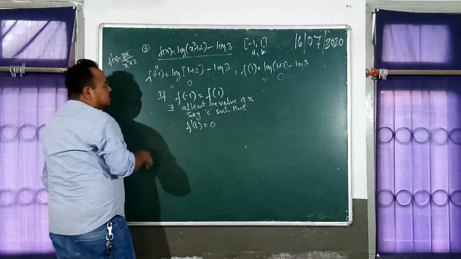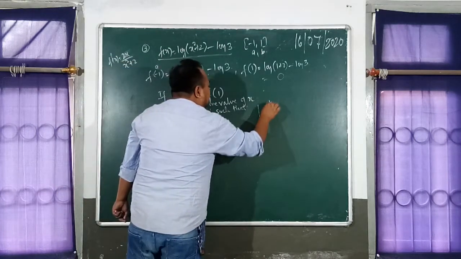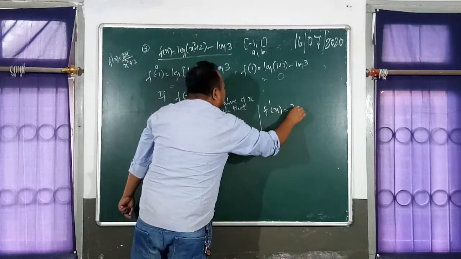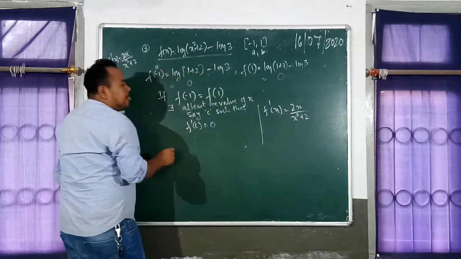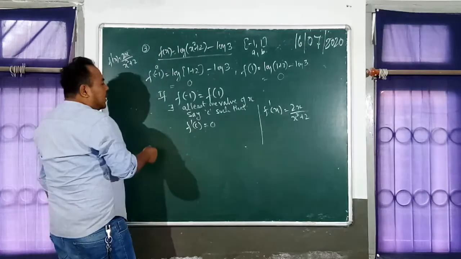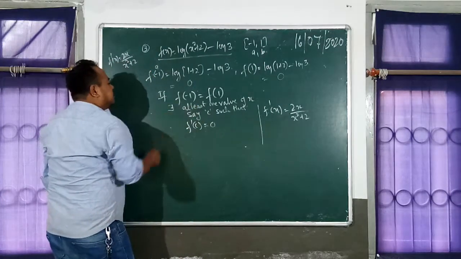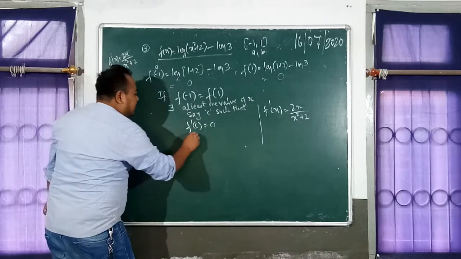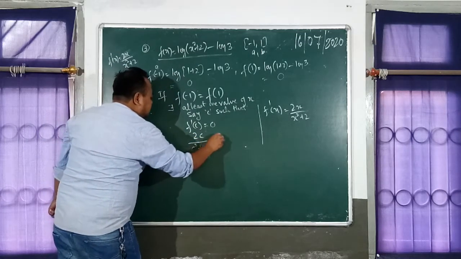Now this f dash which you see, we have already calculated from step 2. F dash x is 2x divided by x squared plus 2, isn't it? So we are going to put the value. So f dash c means just replace x by c. So what do you get? 2c divided by c squared plus 2 equal to 0.